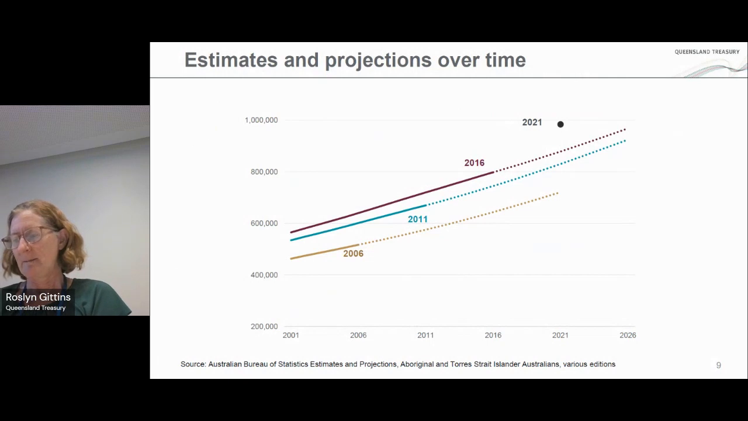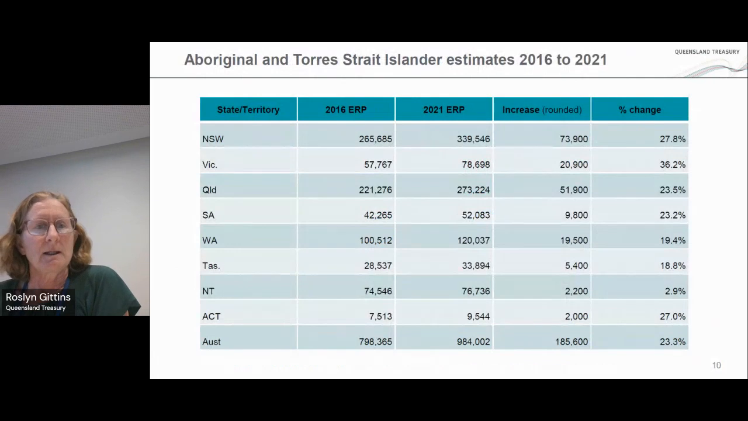And that's about the increase numerically is 185,600 people. So I was asked by the QFCC to just break it down a little bit for states and territories. So you can see the 2016 ERP, so the estimate made by the ABS for 2016, 2021, the increase between the two and the proportional change. And what stands out there is the proportional increase for Victoria being 36.2%, which is a big jump for those guys down there and will have a big impact on their reporting.